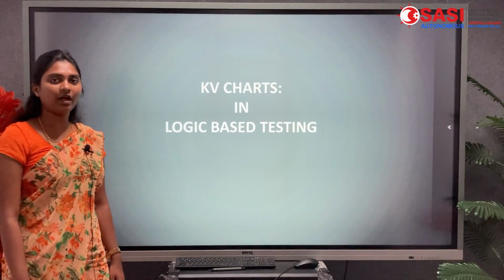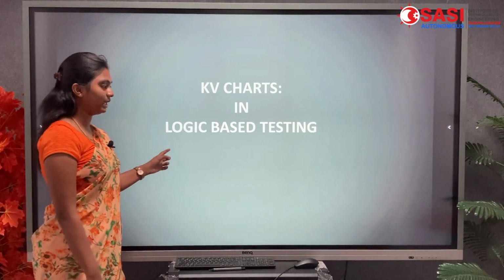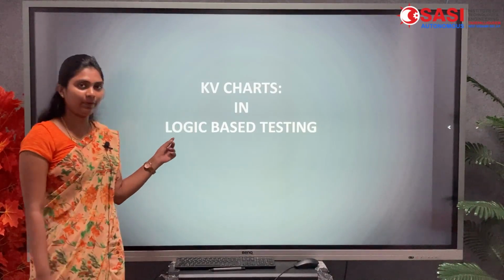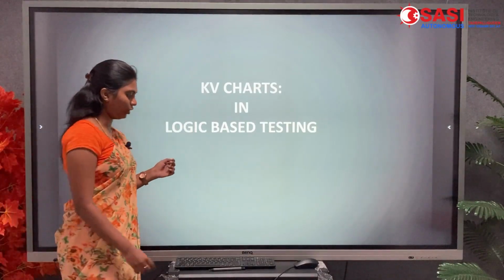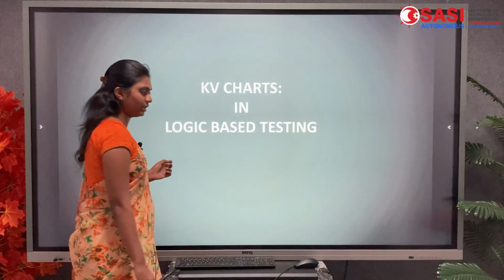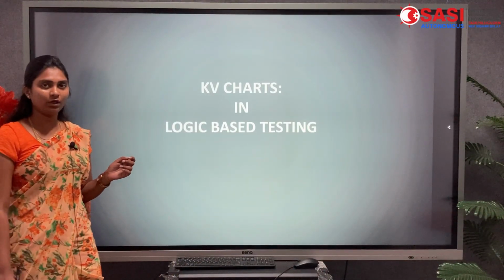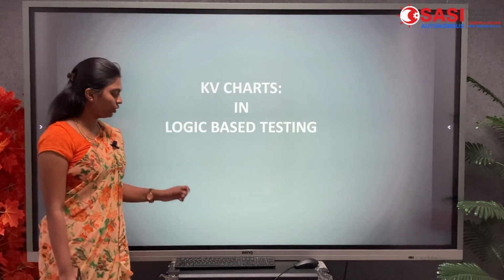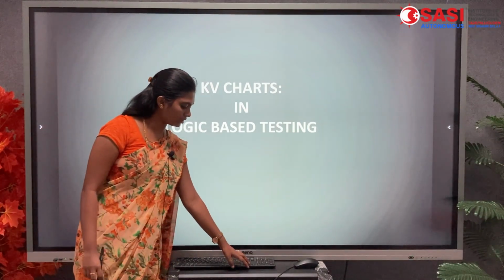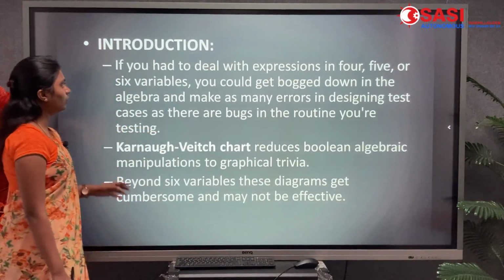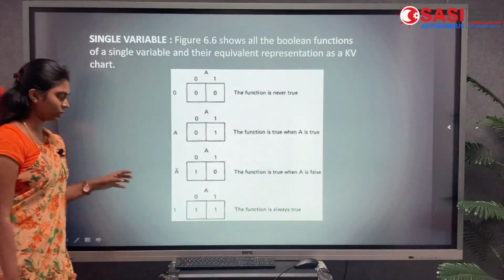In today's section, I am going to teach about KV charts. I already discussed logic based testing, right? In logic based testing, we recognize Boolean algebra, and based on Boolean algebra, we find out the logics. KV charts are also one of the parts of logic based testing. So we will start with the introduction.